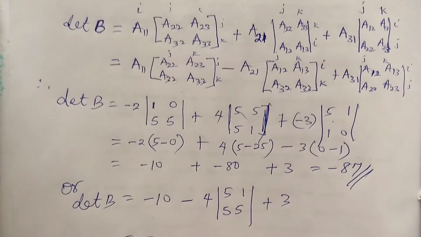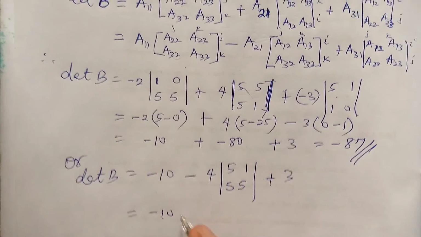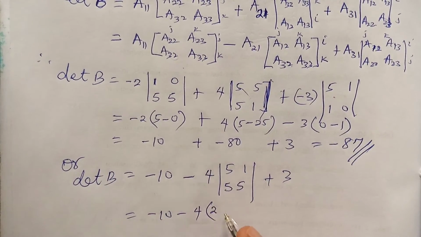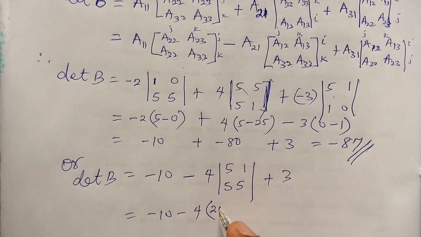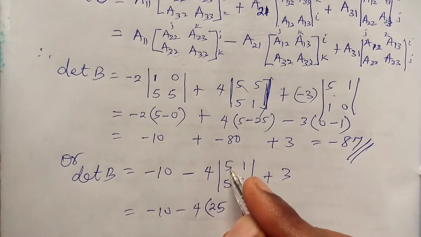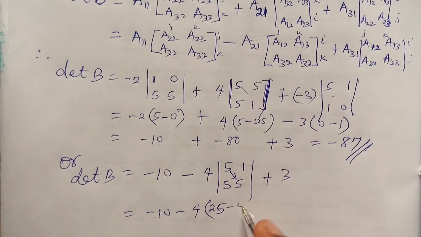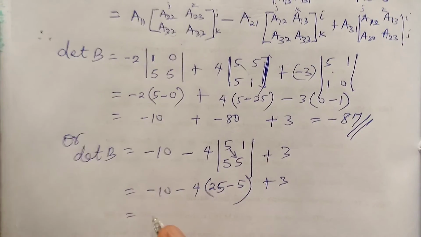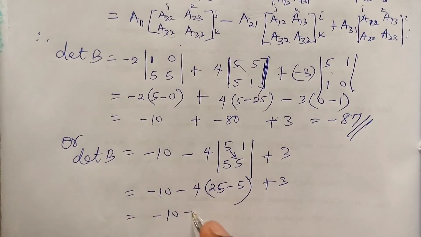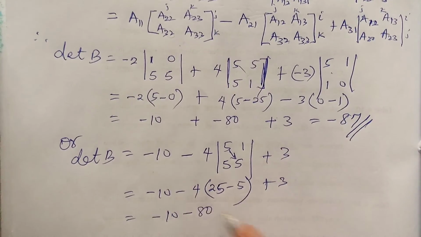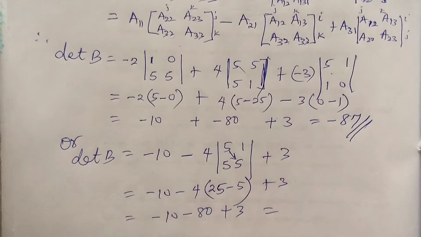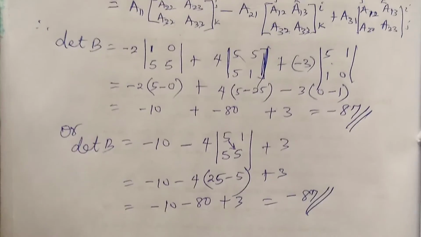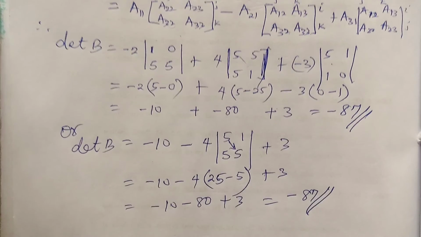So we have minus 10 minus 4 into 25 minus 5, plus 3. So you have minus 10 minus 80 plus 3. So you have minus 90 plus 3, minus 87. So it is the same answer. So the row operations matter.